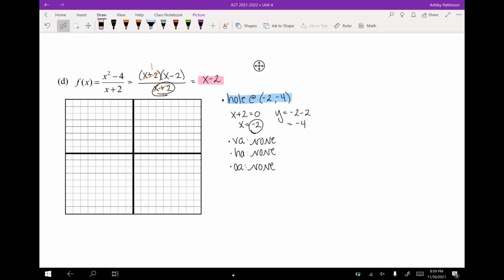Since this is a line, there aren't any asymptotes, but there is an x-intercept, most likely. If I set x minus 2 equal to 0, we see that x equals 2. Where did I get x minus 2? It's the simplified equation. We're just going to algebraically solve for the x-intercept, and we'll do the same for the y-intercept.